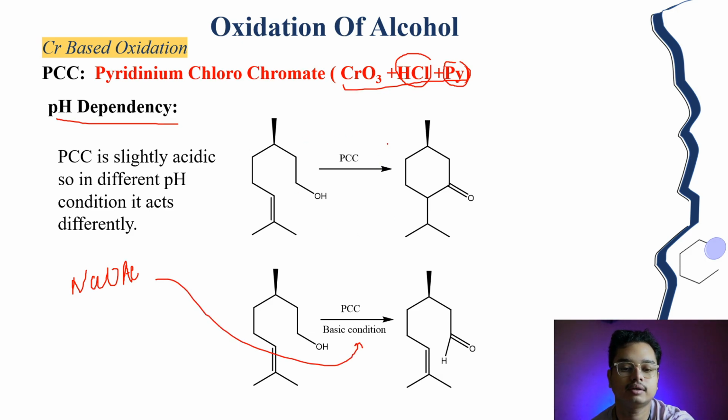So here you can find that in normal PCC conditions, this will show a cyclization product. However, in basic conditions, this type of excess H+ is not present in the reaction medium, and that's why only oxidation is shown, and the double bond keeps intact. So this is a very interesting observation, so you have to look into it.